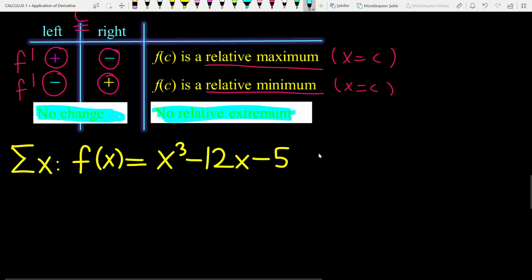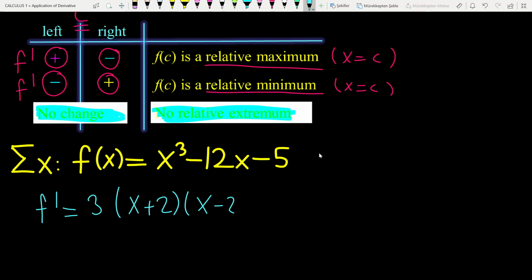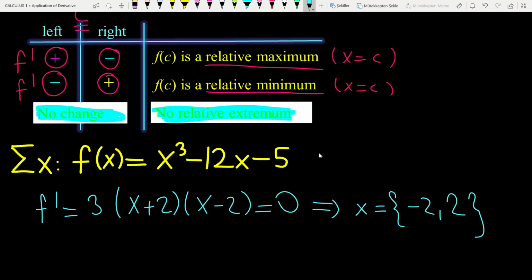Now let's look at this again. Polynomial function, we need to find f prime and check the sign of f prime, right? F prime is equal to, it's not so easy to calculate f prime. This is f prime, and we make it equal to 0 to find the critical points. We have two critical points. The first one is -2 and the second one is 2, right? Okay, these are the critical points.